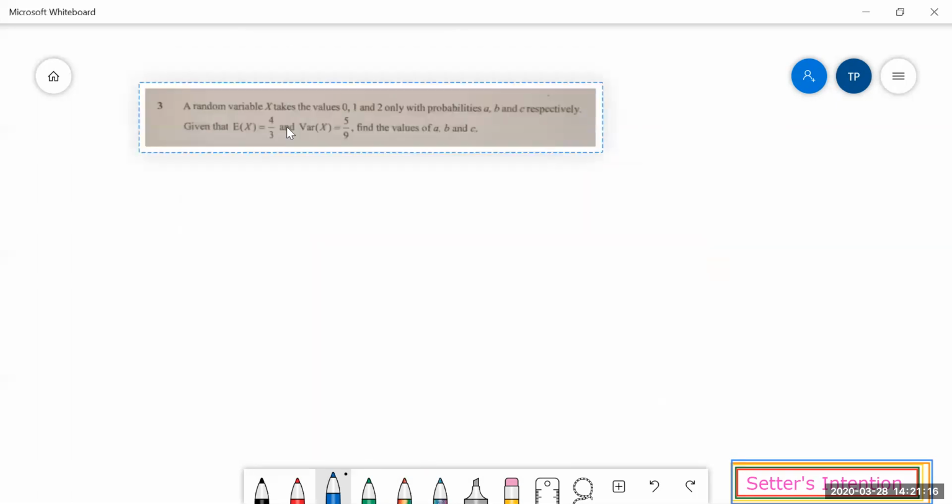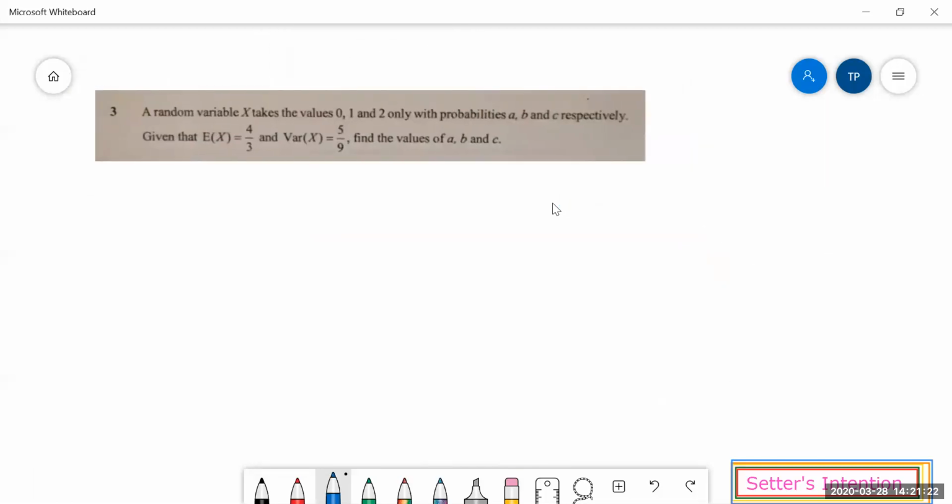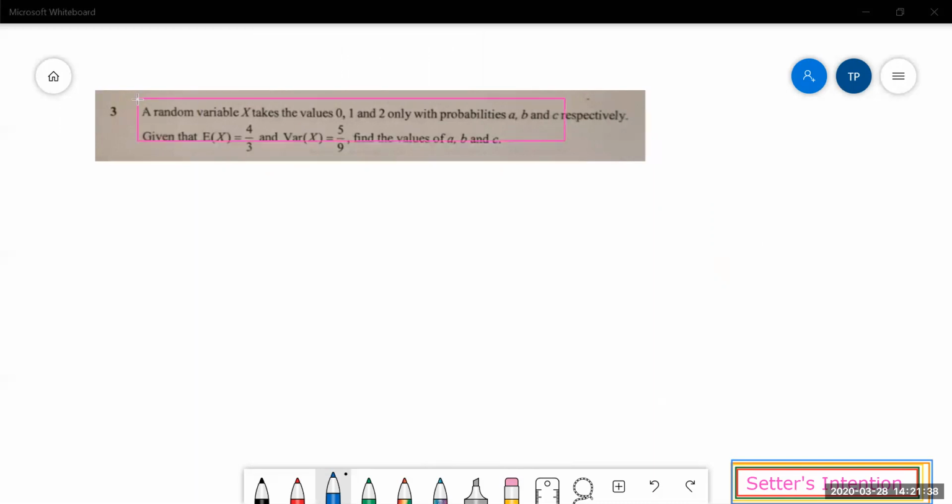Let's go. So same thing, setter's intention, break down the question. A random variable takes values of 0, 1, 2 only with probabilities A, B, and C respectively. So this one part, just this one part, is telling me to do what? Anybody? PDF. Solid. So this one wants me to come up with a PDF. So you have to draw the PDF during exam first. Like maybe a rough sketch by the side is good.